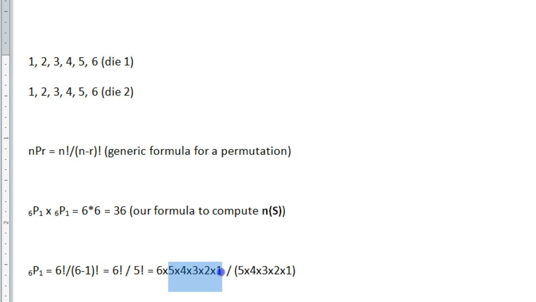Because 5 times 4 times 3 times 2 times 1 divided by 5 times 4 times 3 times 2 times 1 will give you 1. So you've got 6 as your answer for 6 permute 1. So we end up with 6 permute 1 times 6 permute 1 equals 6 times 6 equals 36.